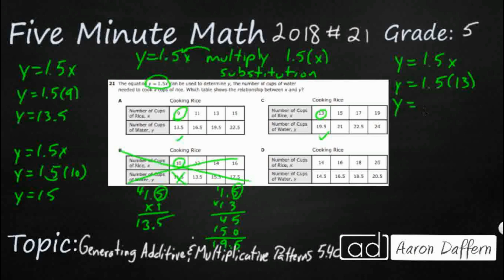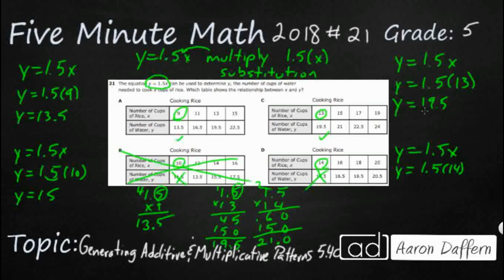So y equals 19.5. And then let's check D. I'm not thinking it's going to work, but let's just verify. We're going to substitute in this 14. y equals 1.5 times 14. So 1.5 times 14, that's going to get 20, 60, add a 15. So yeah, that's way off. That's going to be 21. So that is incorrect.